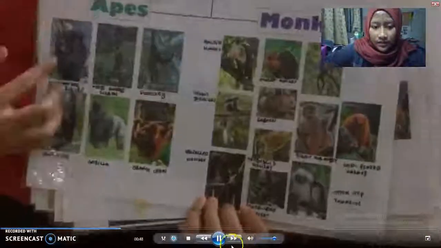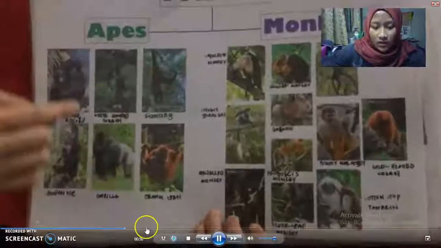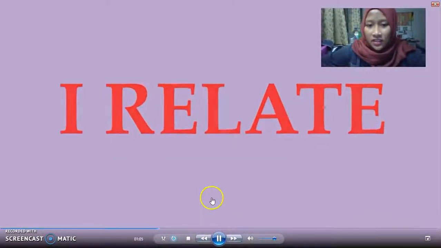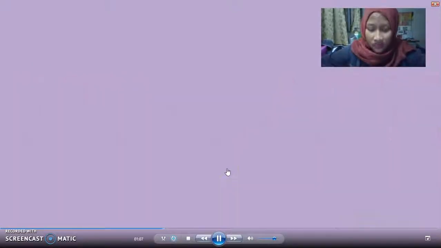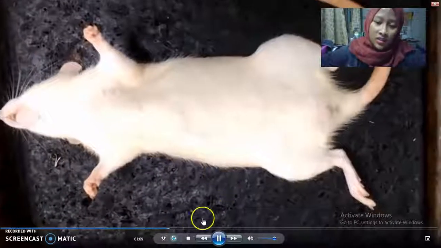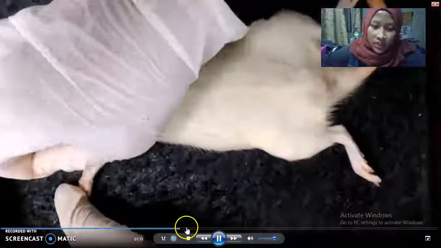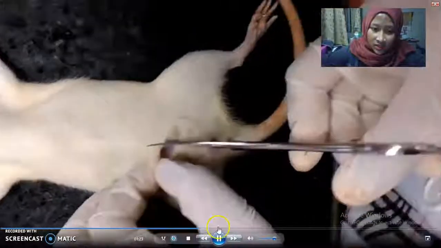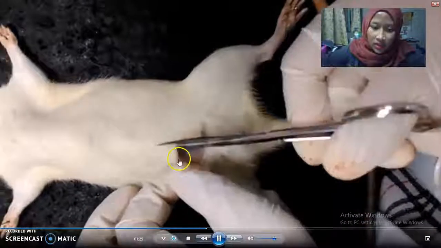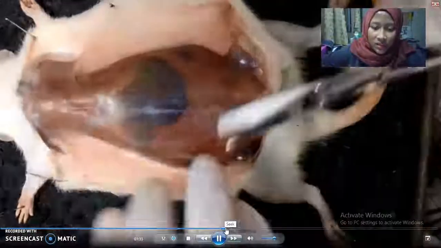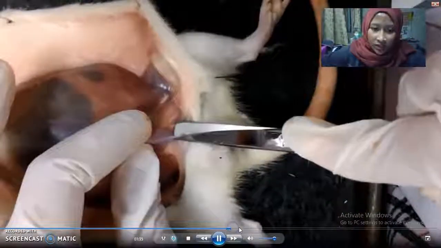Next. So how do I relate? I'm using the previous dissection video to relate to the mammal internal organs. So here is my dissection process. First I cut the skin to expose the musculature system, and then I cut the muscle to expose the internal organs.